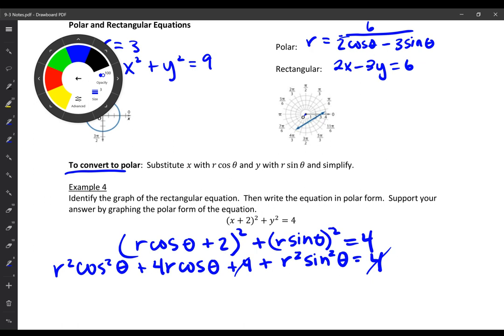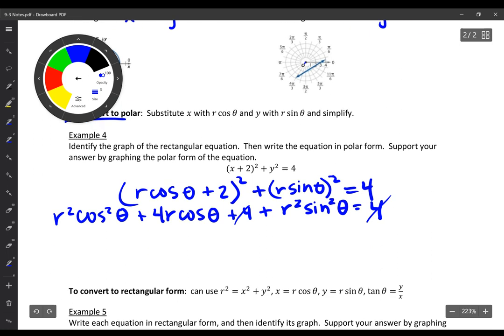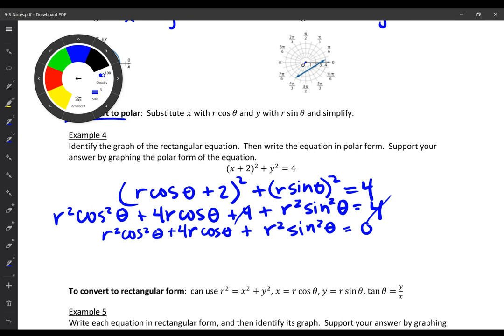And then there's something kind of interesting here. I think I'm going to look at what I've got left. I've got r squared cosine squared theta, and then I've got the 4r cosine theta. So I'm remembering from before that if I have a cosine squared plus a sine squared, it equals 1. So I'm going to move my 4r cosine theta to the opposite side.